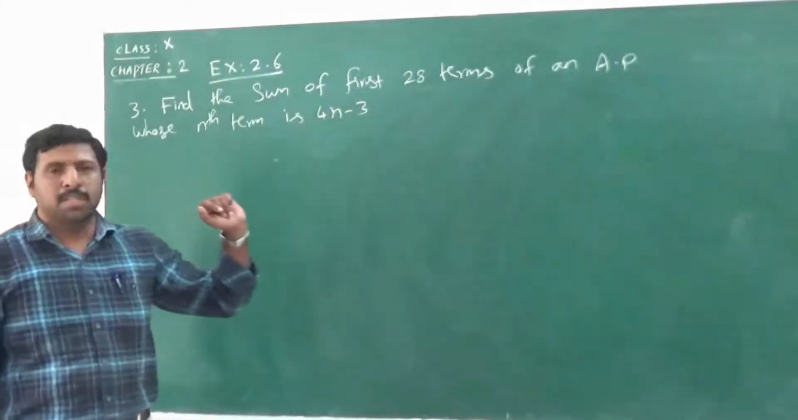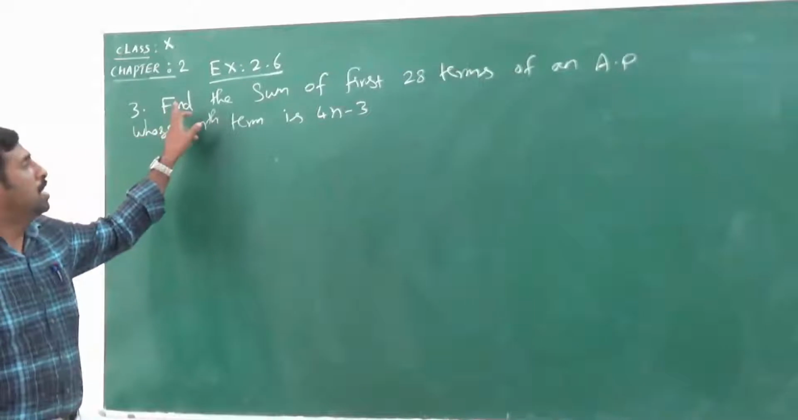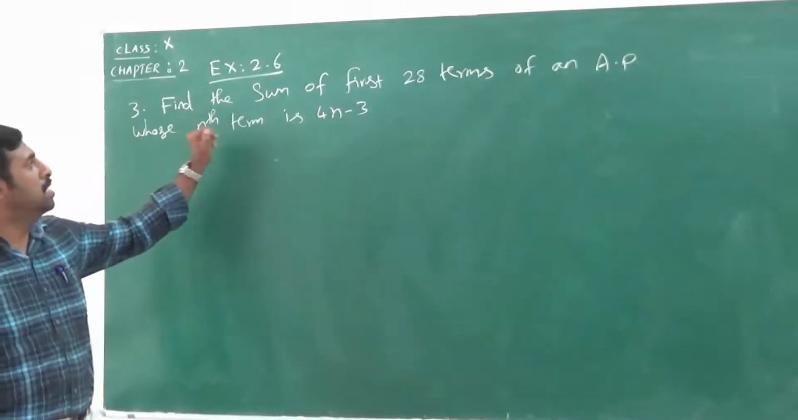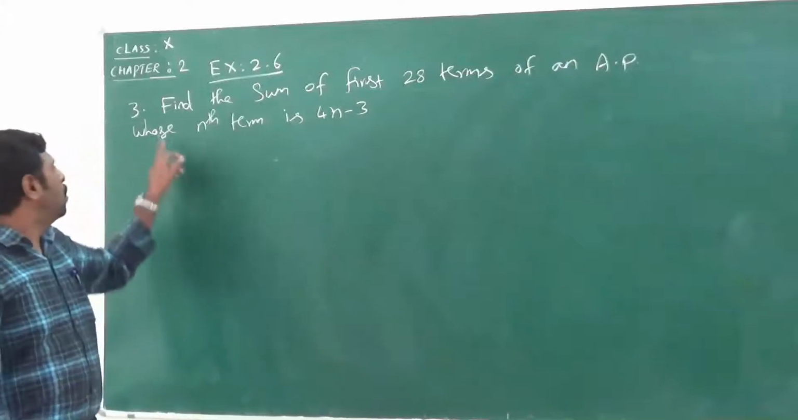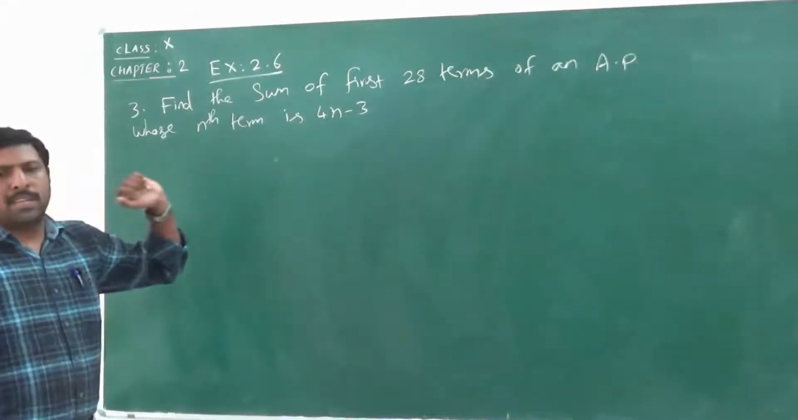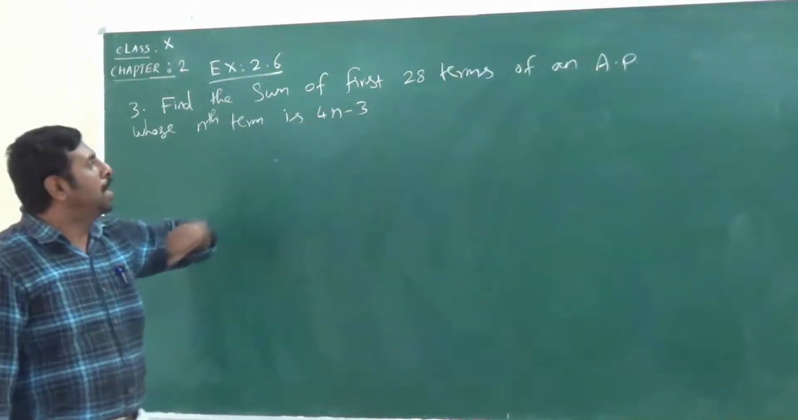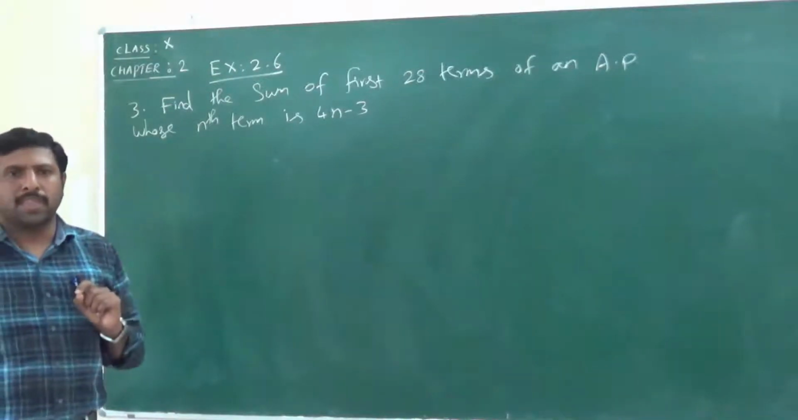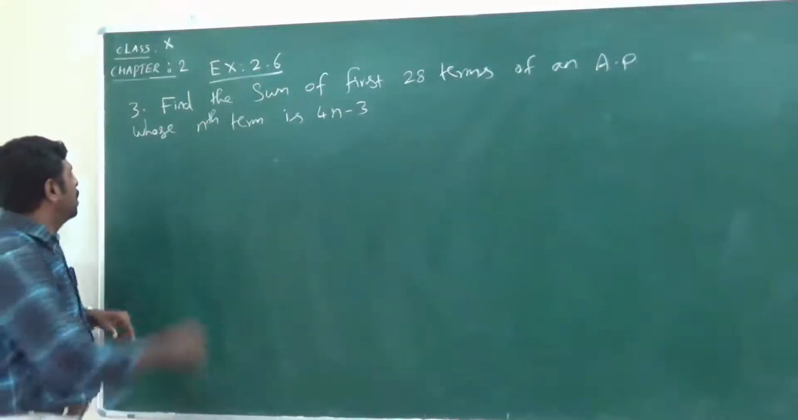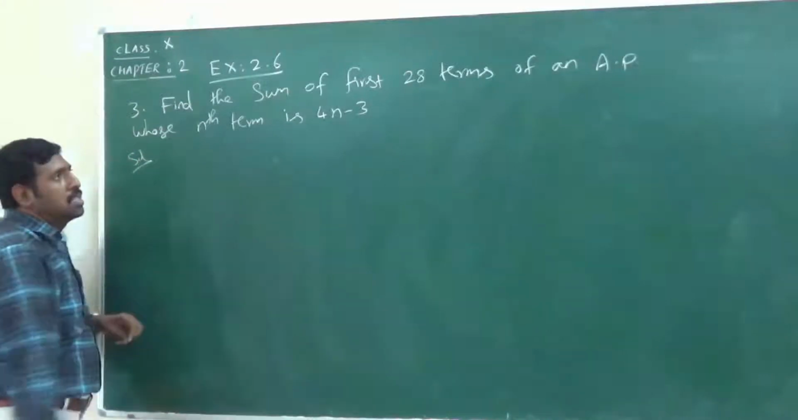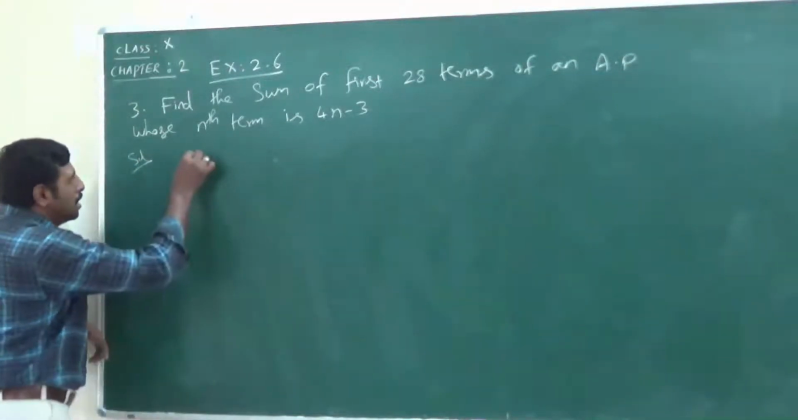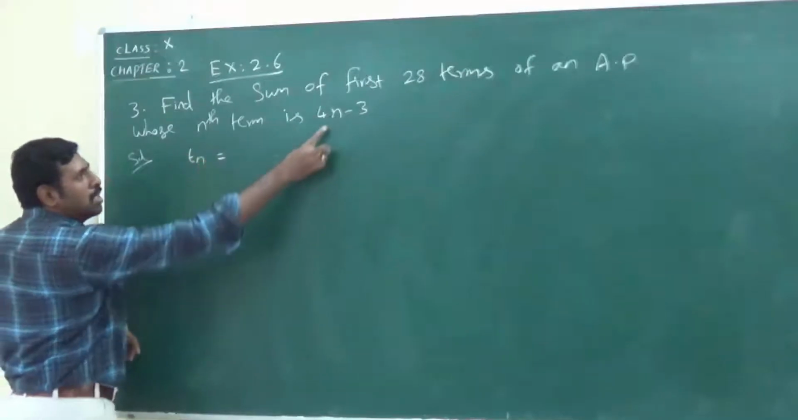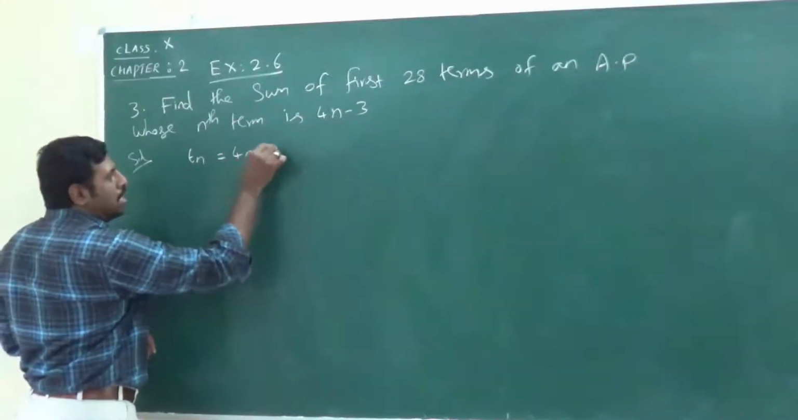Next we see question number 3 of exercise number 2.6. Find the sum of the first 28 terms of an AP whose nth term is given as 4n minus 3. The nth term is given, so we want to find the sum of the first 28 terms of the AP. Here Tn, the nth term, is 4n minus 3.